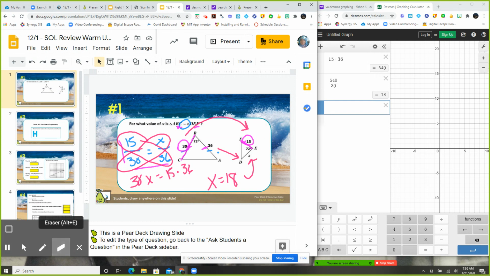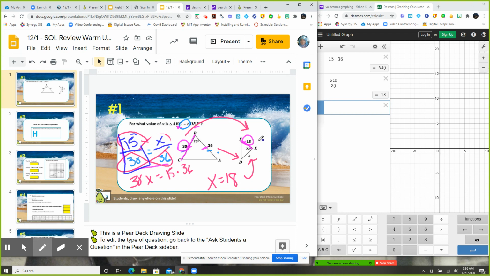The mistake I see most often, and I try to make mistakes and I just can't make myself do it sometimes. Other times I make crazy mistakes. 15 and the X is the one that I see most often, right? The 30 and the X don't go together. They can't be in the same fraction. The 30 and the 15 have to be together. So you need the 30 and the 15 and the X and the 36 in order to cross multiply.